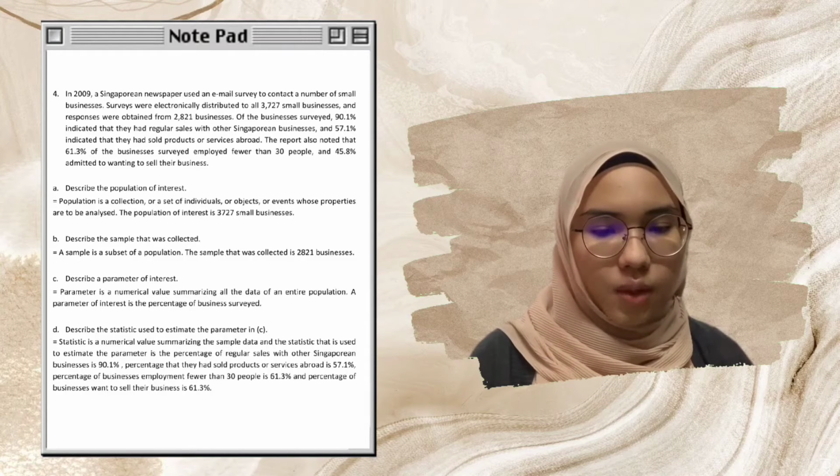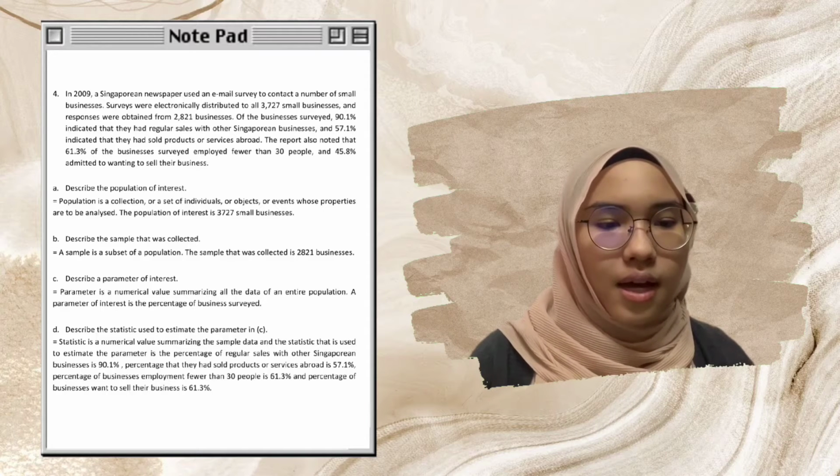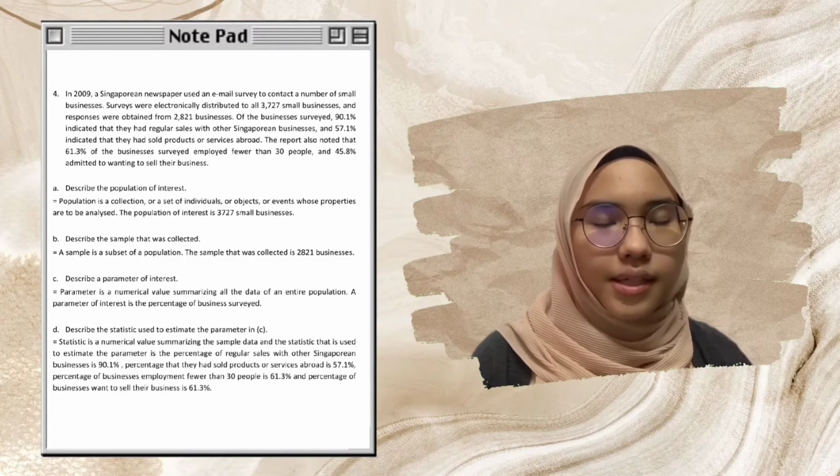Next, the question asks us to describe a parameter of interest. Firstly, a parameter is a numerical value summarizing all the data of an entire population. The parameter of interest for this question is to know the percentage of businesses surveyed.